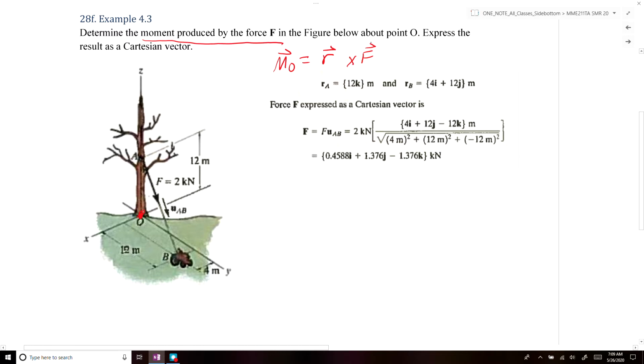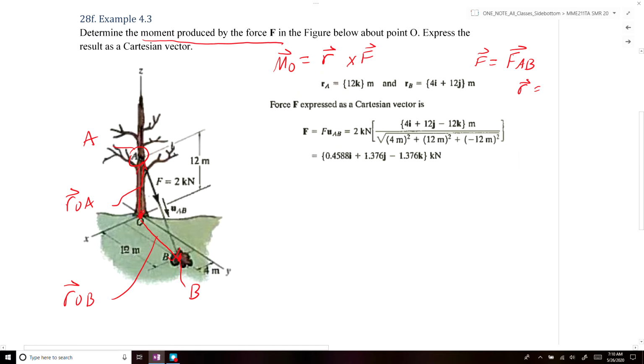All right. In this problem, our force we could define as the force that goes from point A to point B. And then the position vector we can define in two ways. We could either define it from the origin point to point A, or we could define it from the origin point to point B.